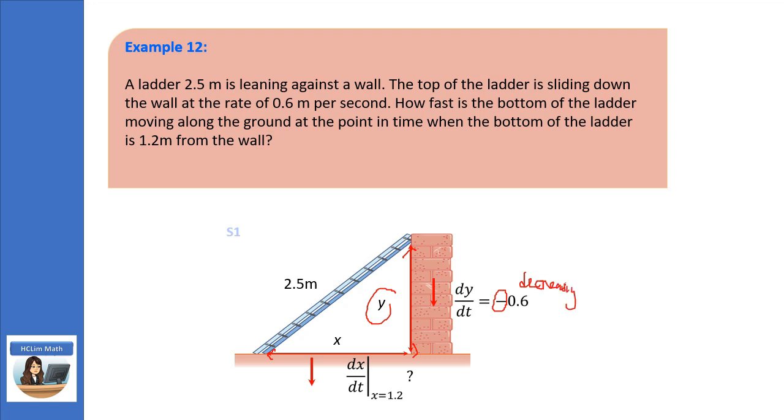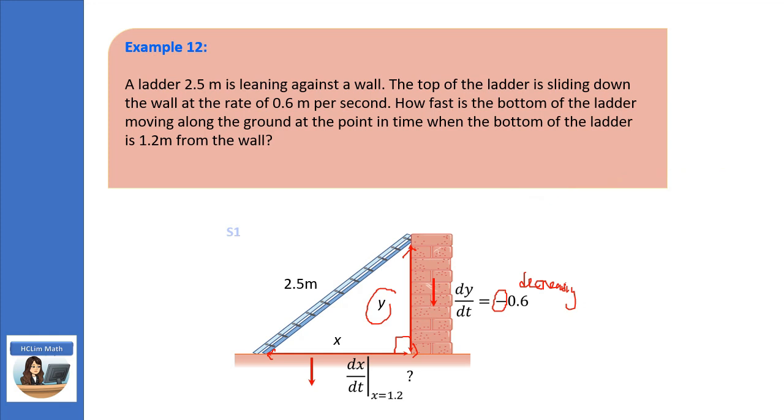Okay, so I'm interested in finding how fast the bottom of the ladder is moving. So I'm going to find my dx/dt when my x is 1.2. Okay, from the diagram, we may see that actually this is a right angle triangle.